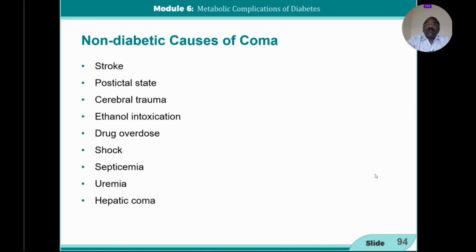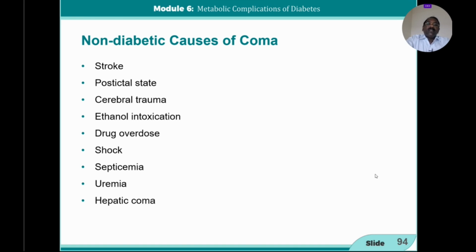A diabetic patient presenting with a coma need not always be in coma because of the diabetes. Being a diabetic, there could be some non-diabetic causes of coma also. What are they? Stroke, cerebral trauma, alcohol intoxication, drug overdoses, shock, septicemia, uremia, hepatic coma. So these are all the non-diabetic causes of the coma. First think of the diabetic causes. What are the 4 diabetic causes of coma in a diabetic individual? DKA, HSS, hypoglycemia, lactic acidosis.